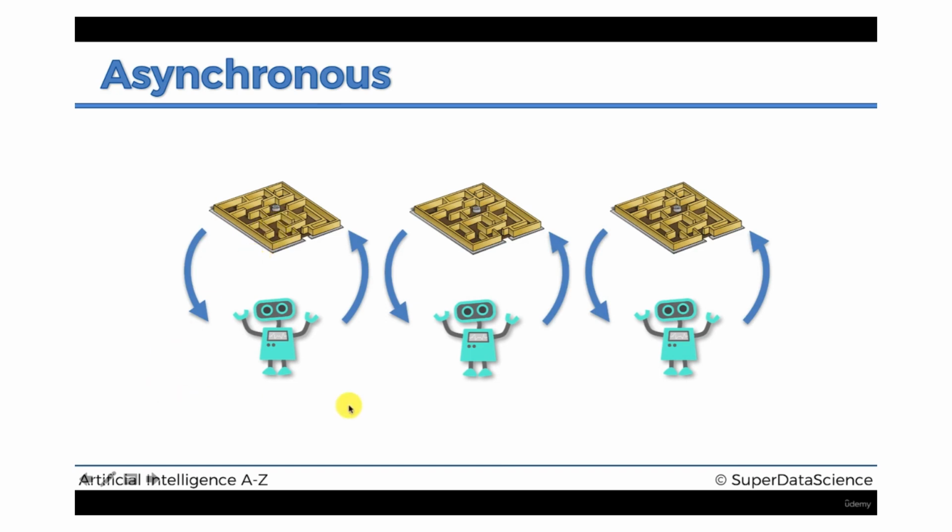So the probability of one agent getting stuck in a certain local maximum might be high. But the probability, when you have 3 of them, of all 3 of them getting stuck in that local maximum is much lower. And as long as they share experience between each other, they can help each other out.